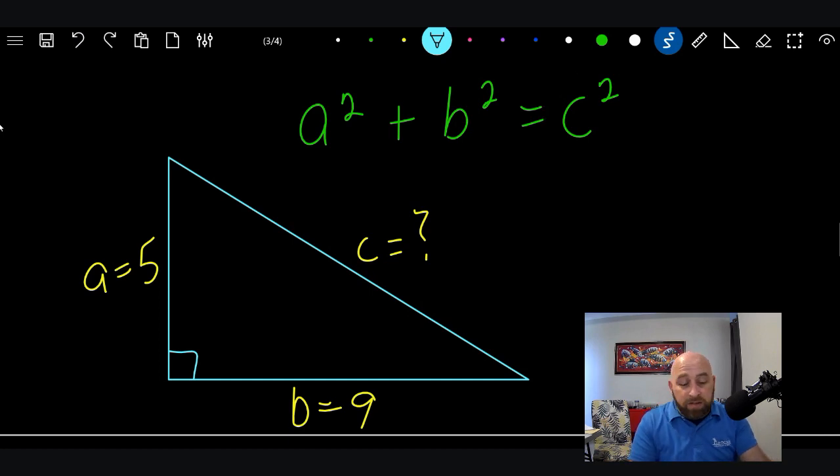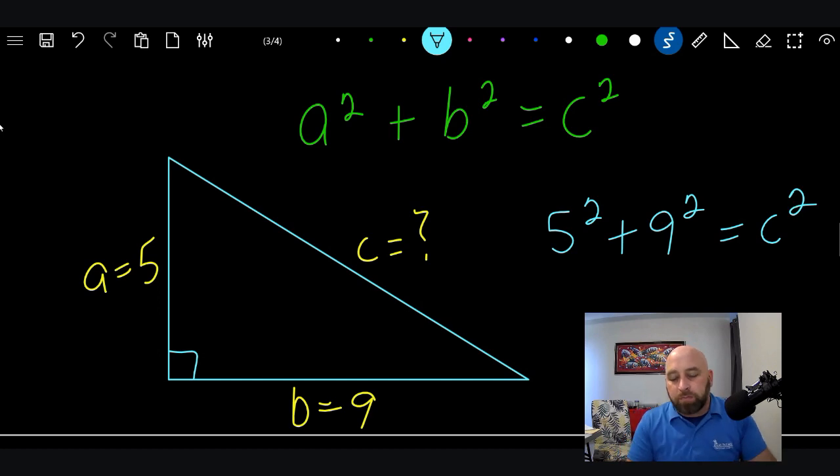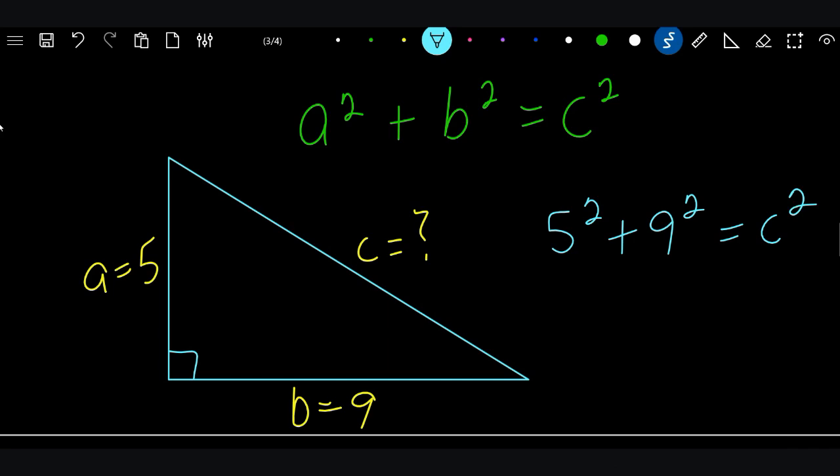Let's see what it gives us. A squared, 5 squared, plus B squared, 9 squared, equals C squared. Okay? All right, now let's go ahead and solve that. What is 5 squared? 25. Plus, what is 9 squared? 81. Equals C squared.